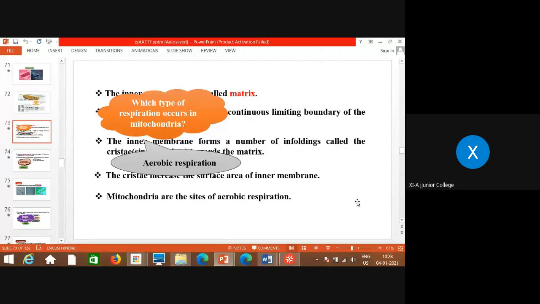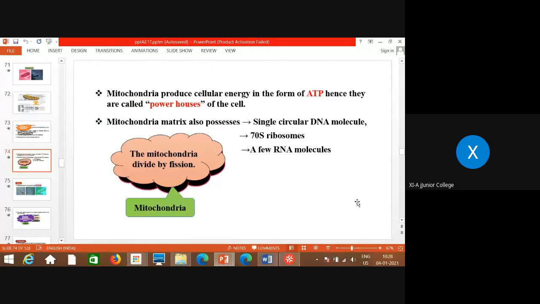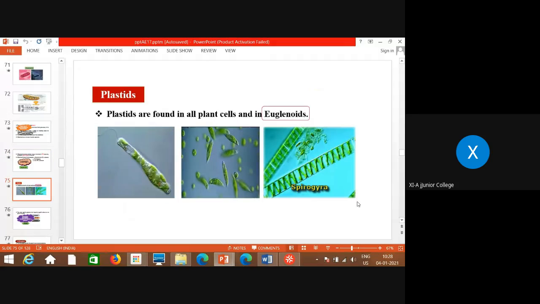Cellular respiration, and by cellular respiration, whatever energy is produced is stored in the form of ATP, and that's why mitochondria are called the powerhouse of the cell. So the mitochondrion is called the powerhouse of the cell, which is very important, as a give-reason question can be asked.